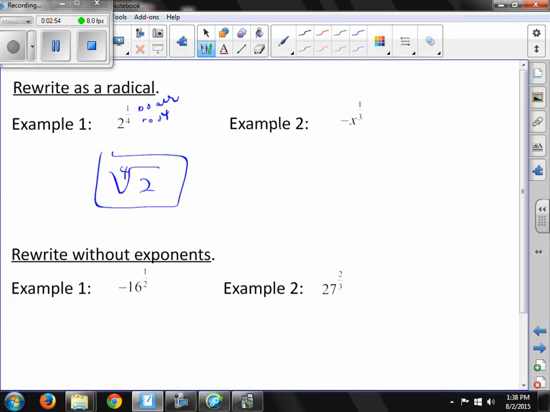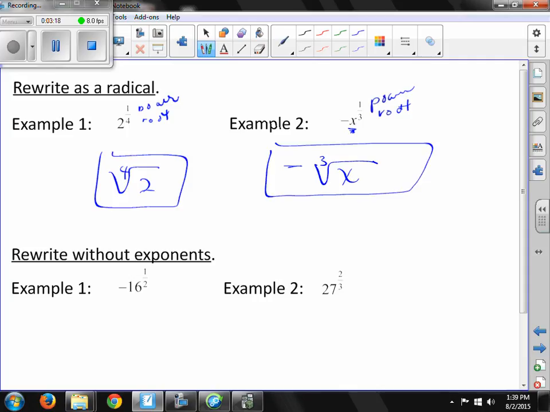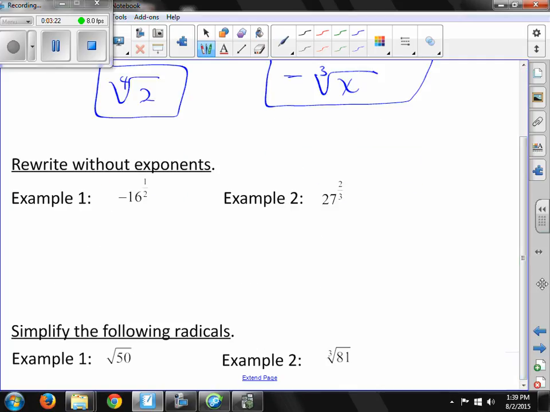Negative x raised to the 1/3. The negative goes out in the front. The exponent only goes with the base unless we've got parentheses. The way this is written, the exponent goes only with the x. The numerator is the power. The denominator is the root. So this is the cube root of x raised to the first power, or we could just say negative the cube root of x.